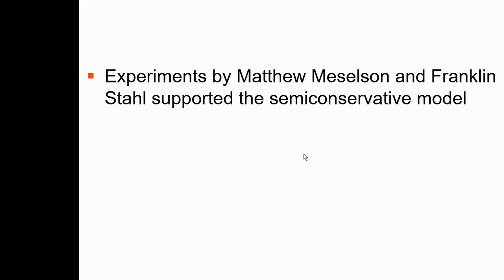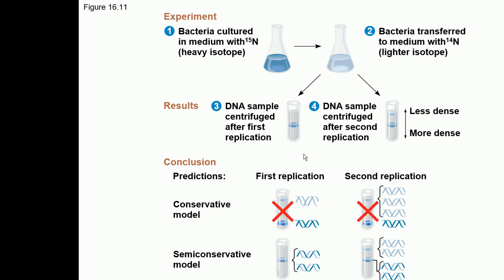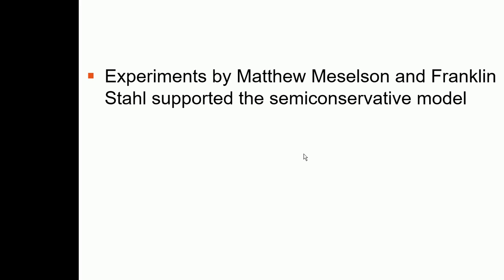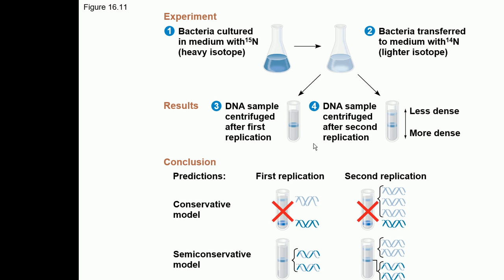But how do we know that Watson and Crick's model was correct? There were two scientists, Meselson and Stahl, and they are the ones who did the experiment and proved that Watson and Crick's model was correct. So let's see what the experiment is.